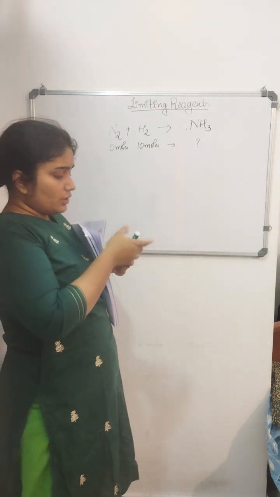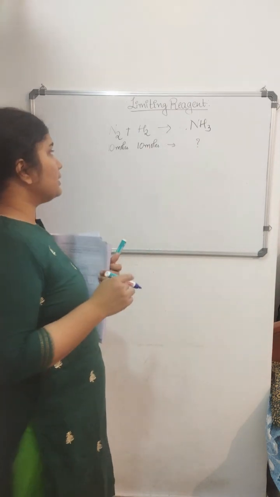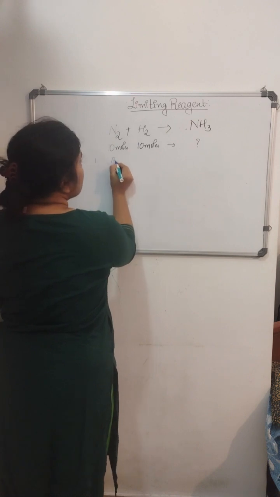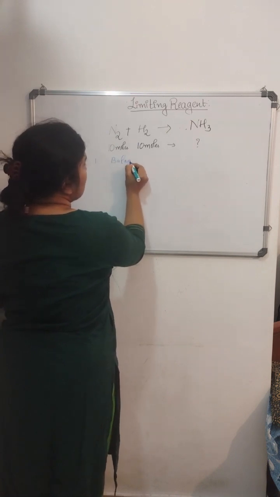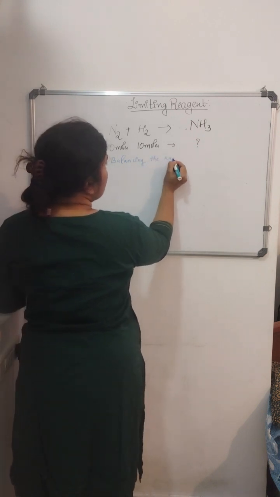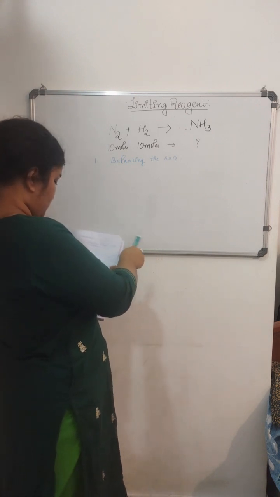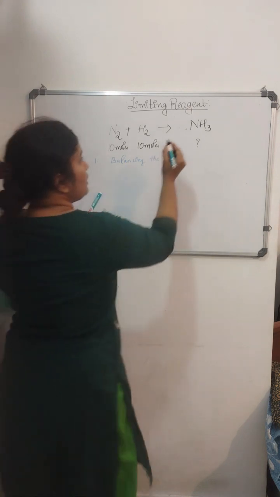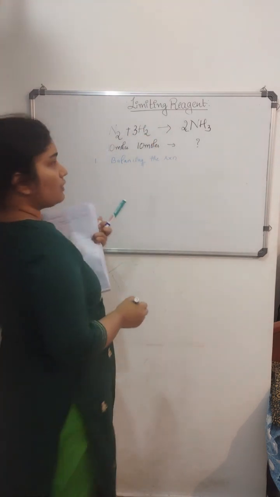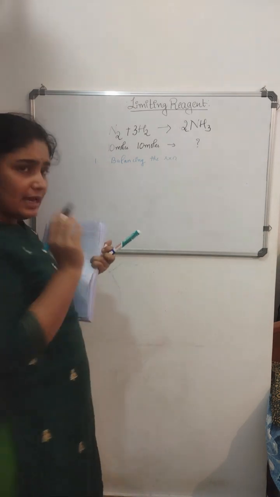So first, I will try to find what is the limiting reagent in this particular question. For that, the first step is always balancing the reaction. We have to balance the reaction. When we balance the reaction, what do we get? It is N2 plus 3 H2 giving 2 times NH3. This is what we are getting in this particular case. So that is the first step, we balance the reaction.